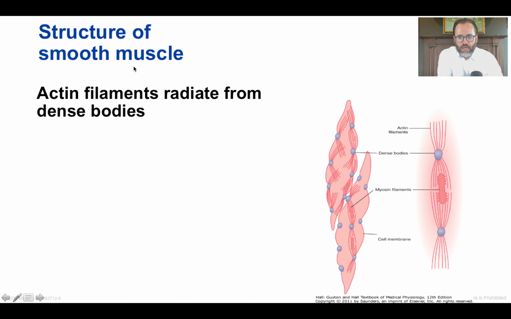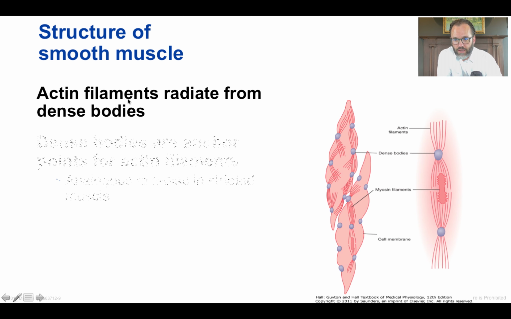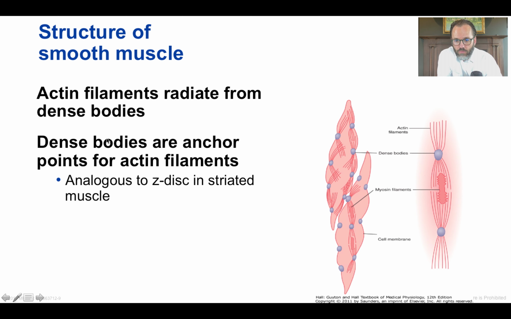When we look at vascular smooth muscle in a bit more detail, the structure of the vascular smooth muscle and the contractile filaments within it is radically different from what we see in striated muscle. Here you can see that actin filaments radiate from dense bodies. Those dense bodies are anchor points for actin filaments, and they are analogous to Z discs in striated muscle. What you can see here is we've got these dense bodies.